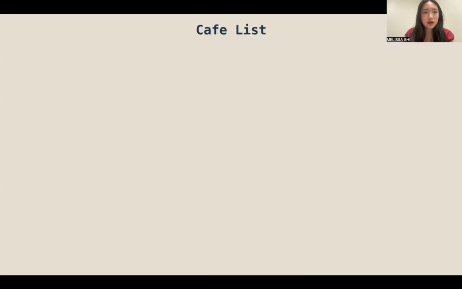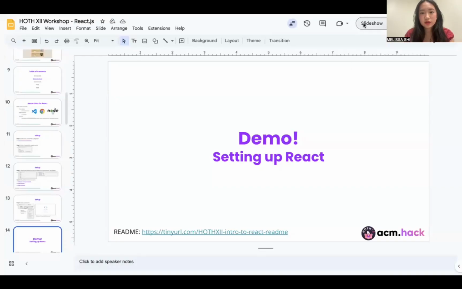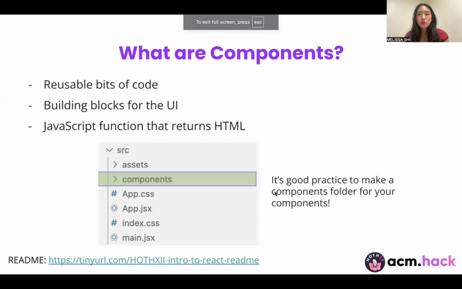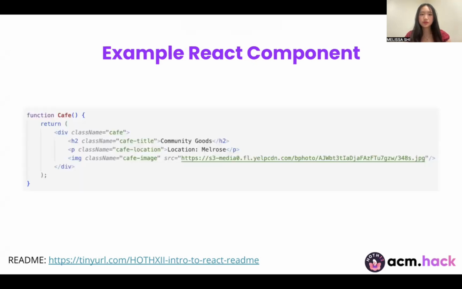Okay, so now we're going to go into components. So what are components? Components are reusable bits of code that are like the building blocks for the user interface, and they're a JavaScript function that returns HTML. It is always good practice to make a components folder in your source folder to hold all of your components so they're in one place.